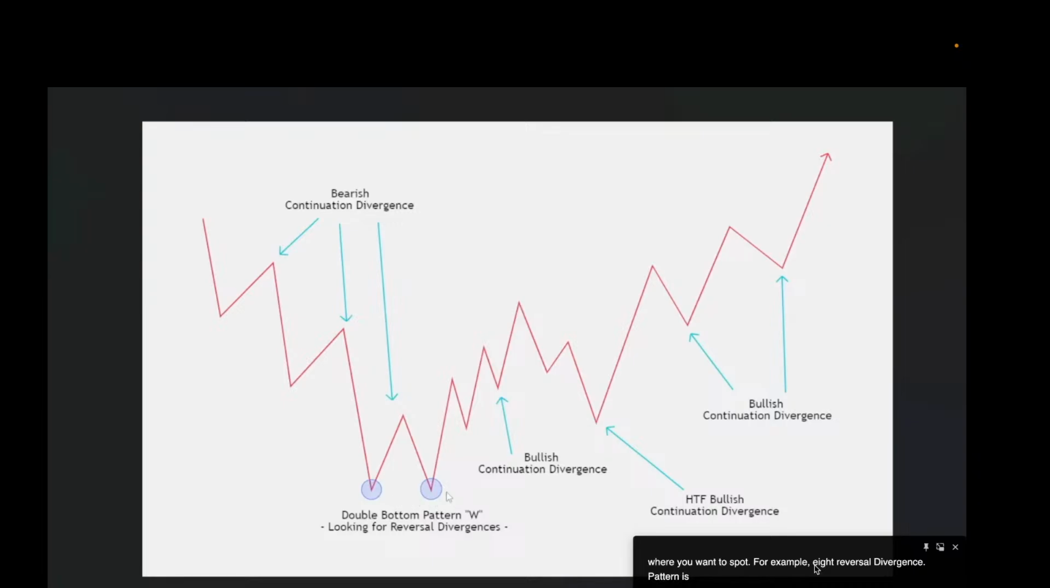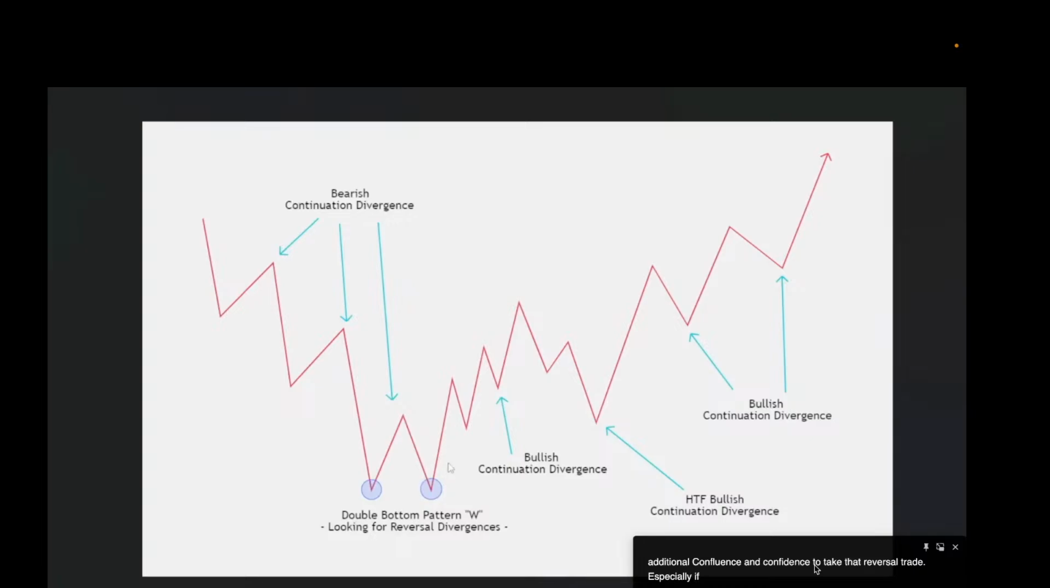Where you want to spot a reversal divergence pattern is, for example, when you notice that you have a double bottom, also known as a W pattern. When you have a double bottom, this is a great time to look at your oscillators and see if you also have a divergence pattern. That divergence pattern can give you that additional confluence and confidence to take that reversal trade, especially if it was from a strong area of support.